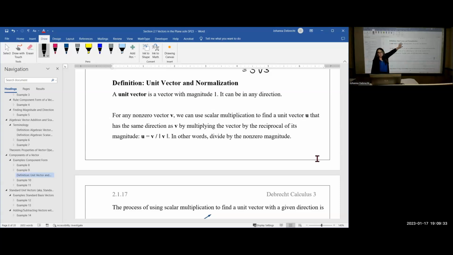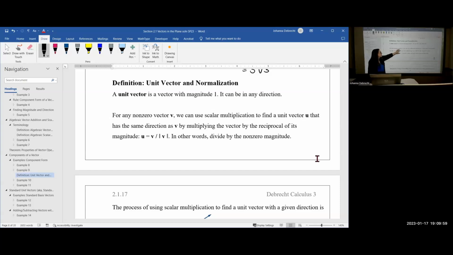So what's a unit vector? Well, unit in mathematics means 1. So a unit vector is a 1 vector, which basically means it has magnitude of 1. Now, it could point in any direction. We just call it a unit vector if the length of it is 1. And making a vector that's not length 1 into a vector of length 1 is called normalizing it. So this is called normalization.